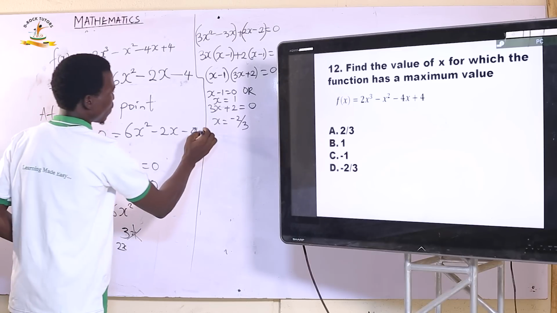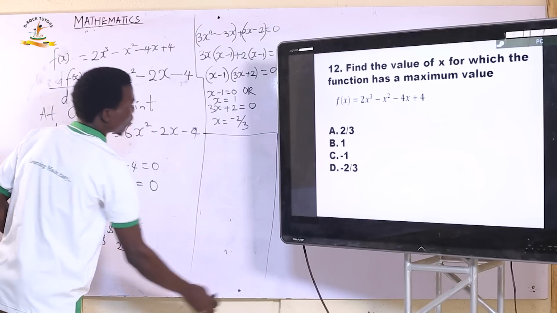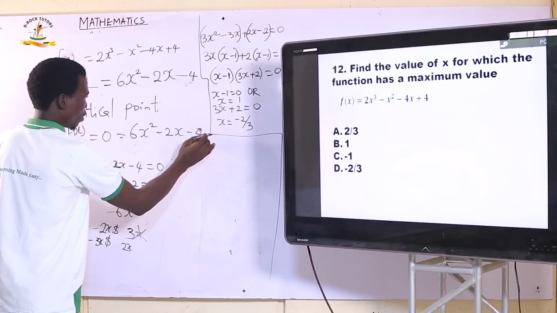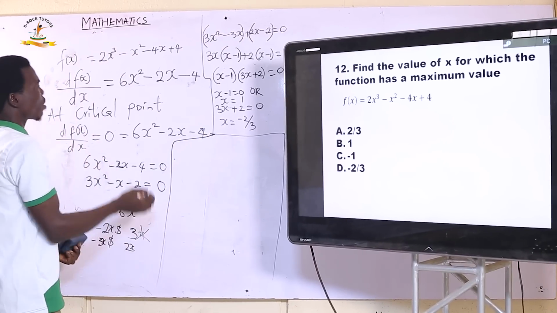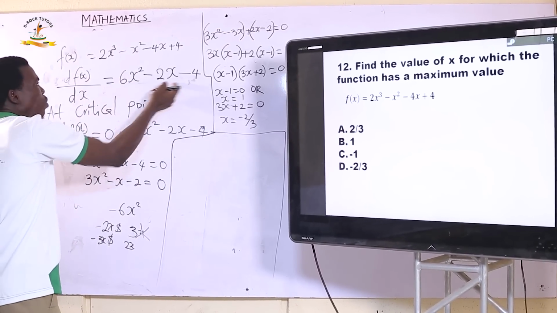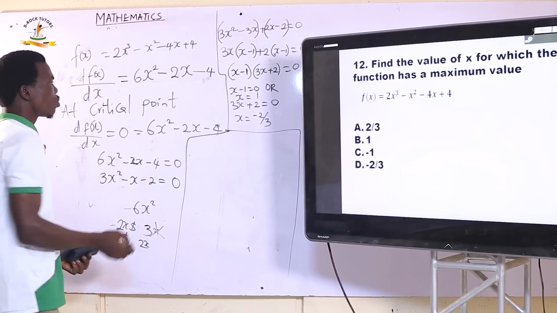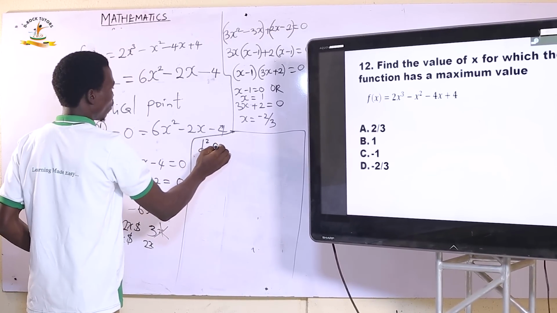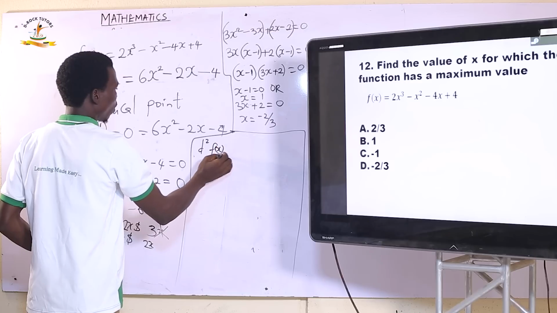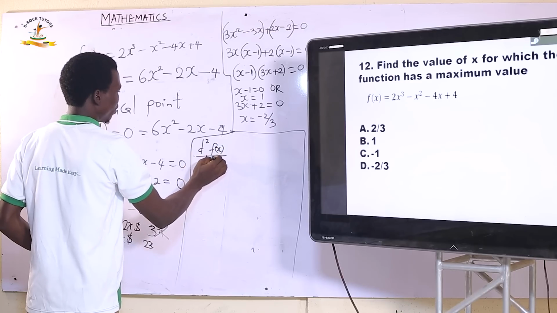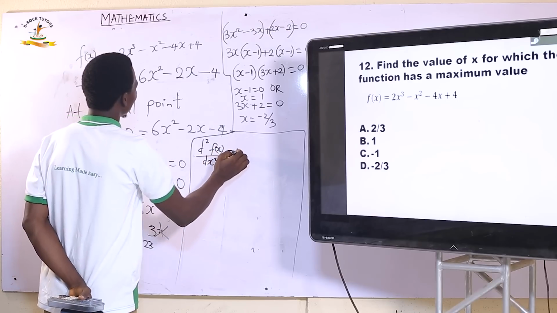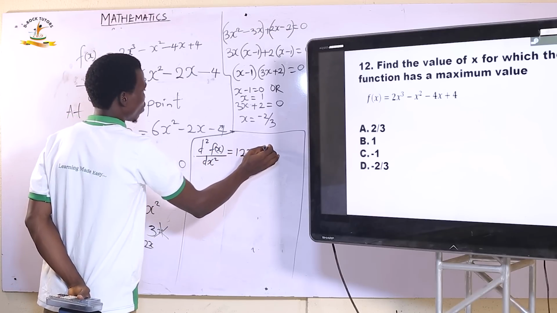So let's go for the second derivative of our function. Let's maximize the board. So our second derivative is differentiating what we have differentiated before now. So we say d squared of function of x all over dx squared, and we're going to differentiate this. This is just going to be equal to 12x minus 2.